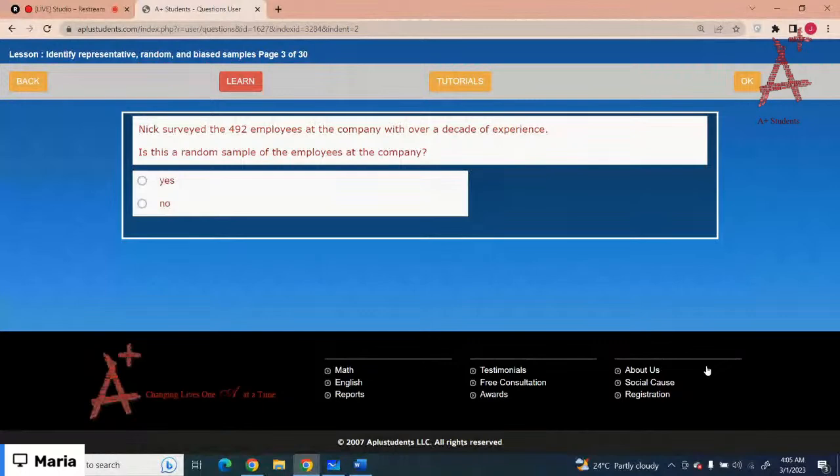The next one is Nick surveyed 492 employees at the company with over a decade of experience. Is this a random sample of employees at the company? No, this is not the random one, because the 492 employees he selected are the ones who have a decade of experience. So they are not similar to the other employees. Got it? So the correct option is no. This is the biased sample.